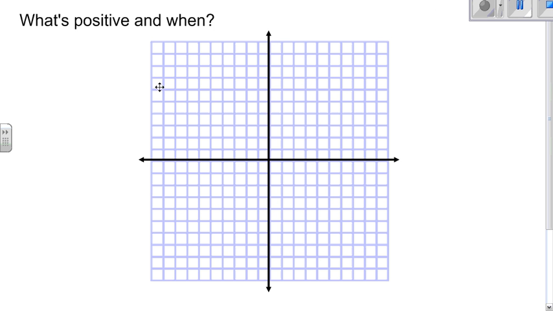So for those trig functions, now that there are 6 of them that we're worried about, it's not as easy to immediately come up with which ones are positive and which ones are negative and when. So there is a mnemonic, something to help you remember.